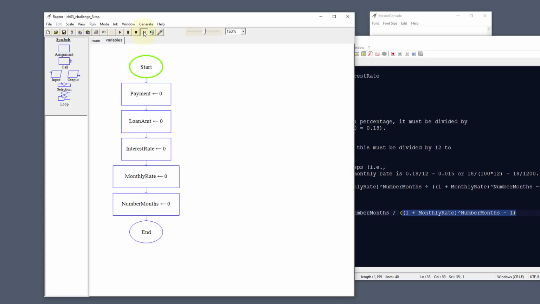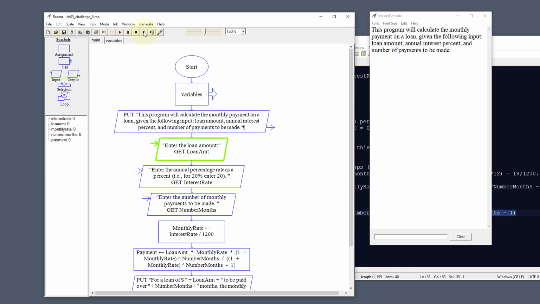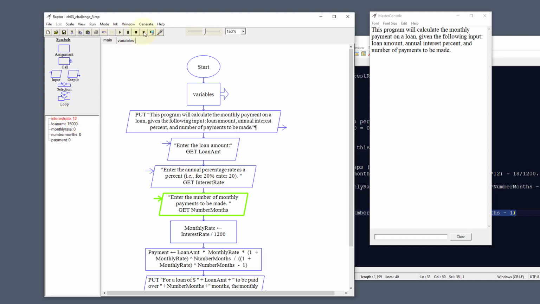We're going to set all of our variables. And we're going to say this program will calculate the monthly amount. So it outputs that. We're going to say enter the loan amount. So we're going to get our loan amount, and let's say we're going to do $15,000. And we're going to enter our annual percentage rate, and let's say we're going to do 12%. So 12. And it set our interest rate at 12. And we're going to enter the number of monthly payments. And let's just say we're going to do 36.